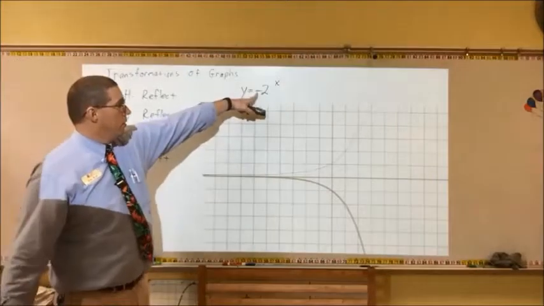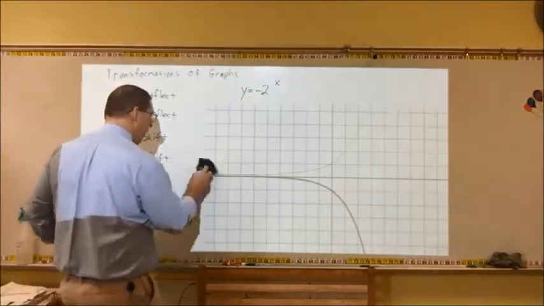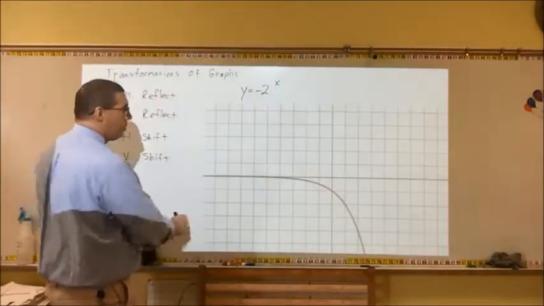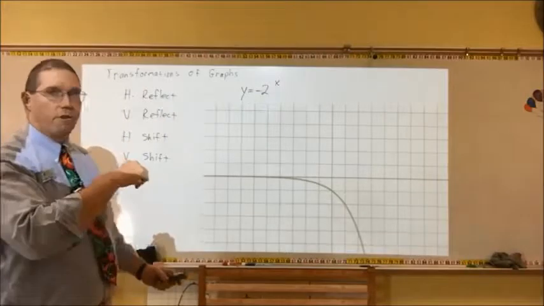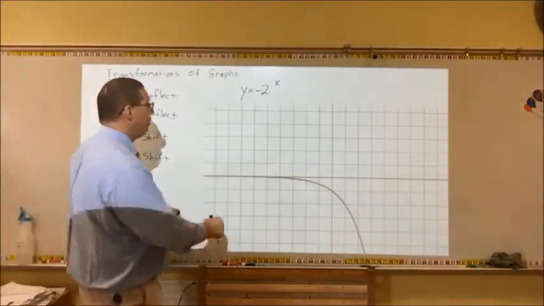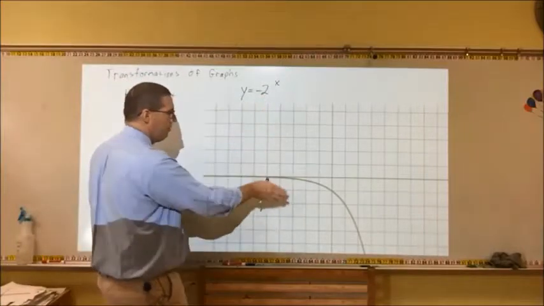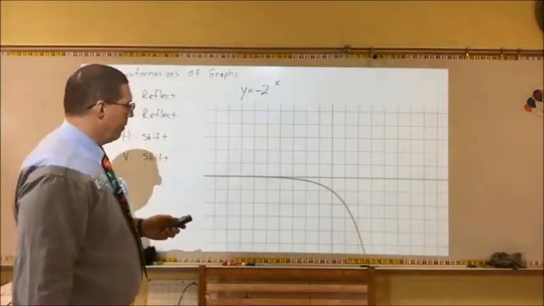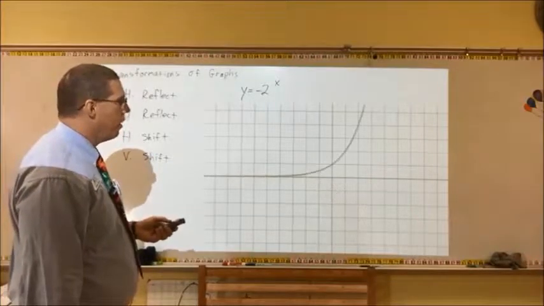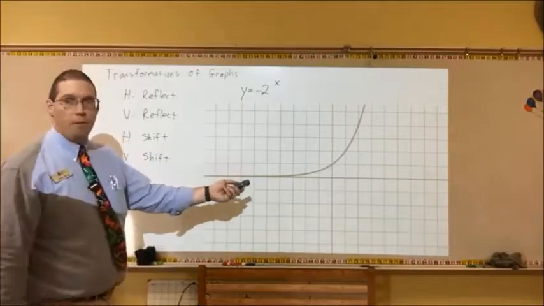Do you see? So this is the graph. What we're looking at here right now is the graph of y equals negative 2 to the x power. So if you put a negative on the base, it'll flip vertically.